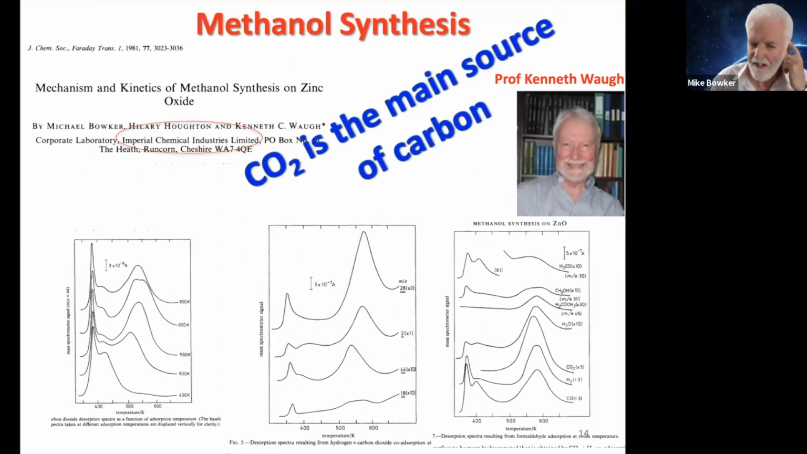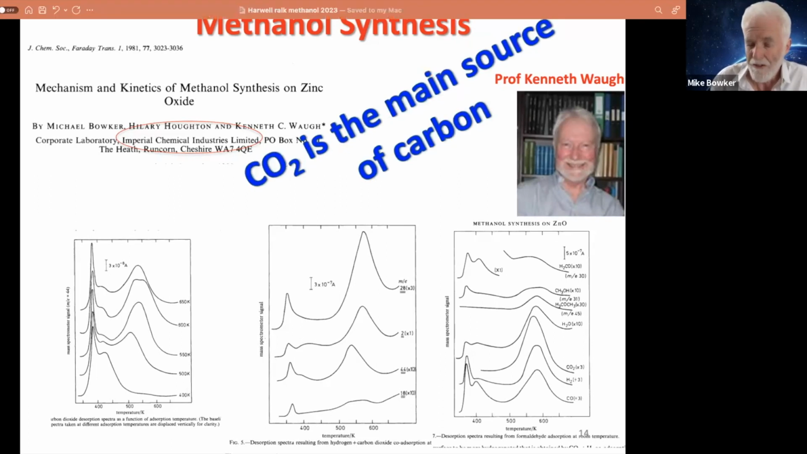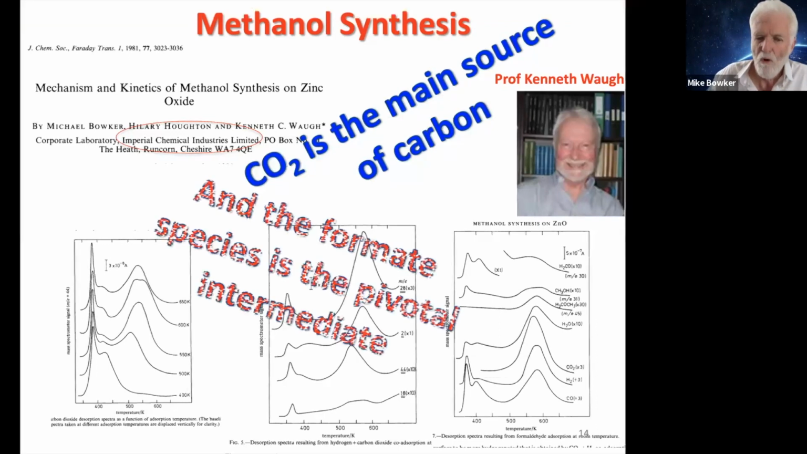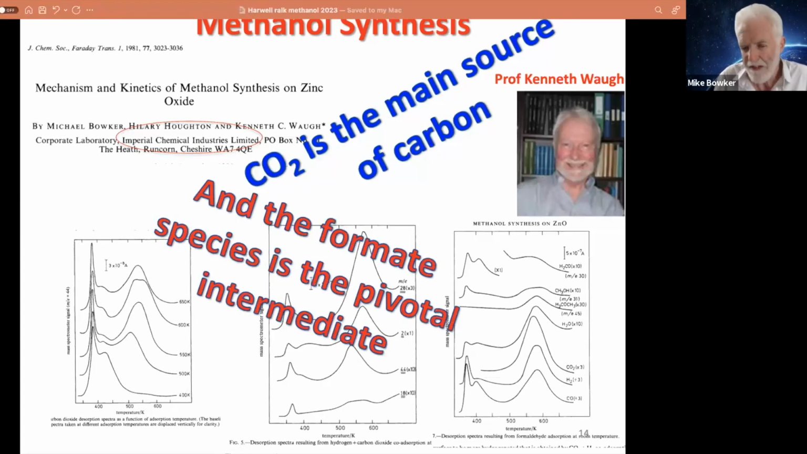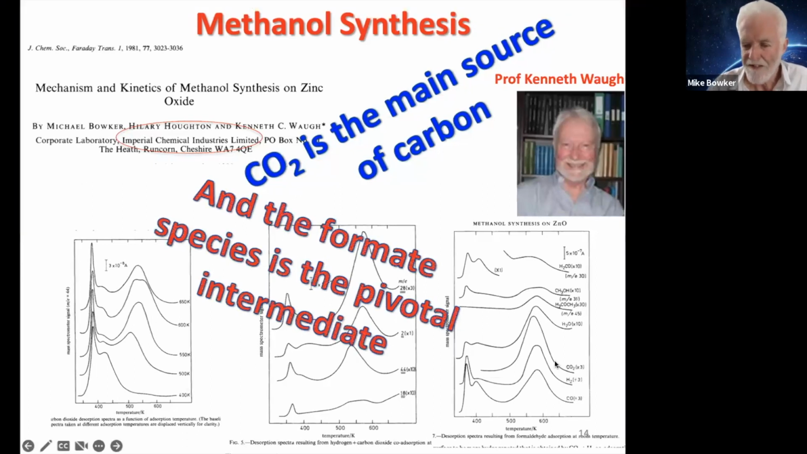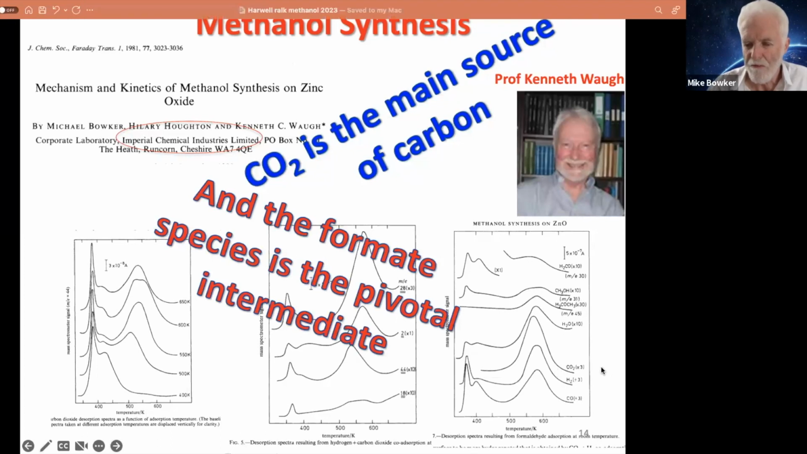And that clearly shows CO2 is the main source of carbon. I didn't say, if we adsorb CO, we don't see CO adsorption under these circumstances. So the CO can't adsorb on zinc oxide in this case. So it seems like CO2 is the main source of carbon for forming the formate intermediate. And we believe the intermediate that produces those products on the right side there is the formate. It's the formate that's responsible for almost all of that, and it's the pivotal intermediate in methanol synthesis, at least for zinc oxide in this case.